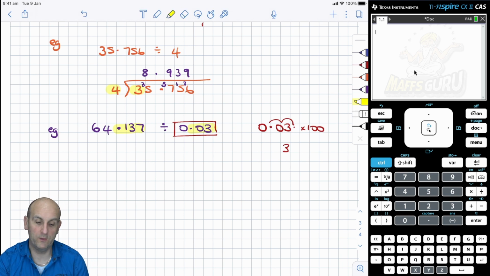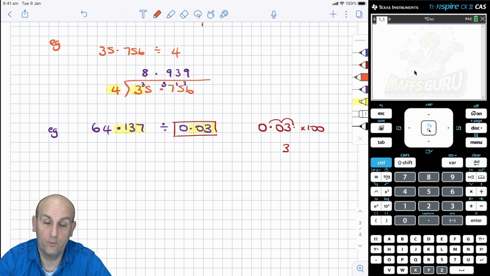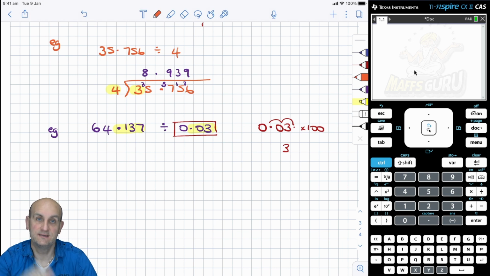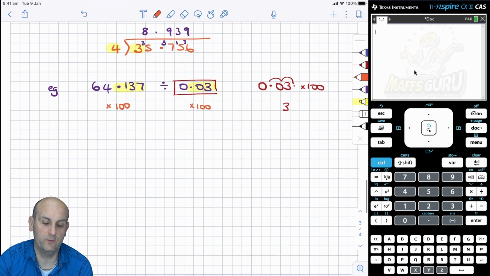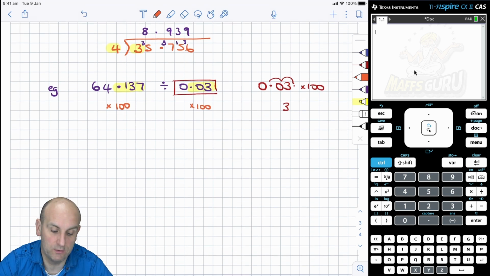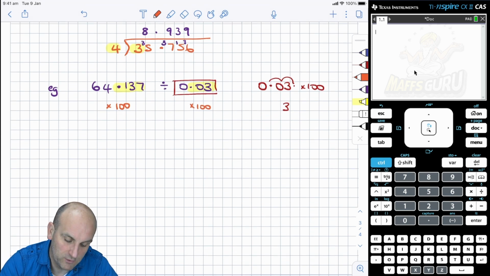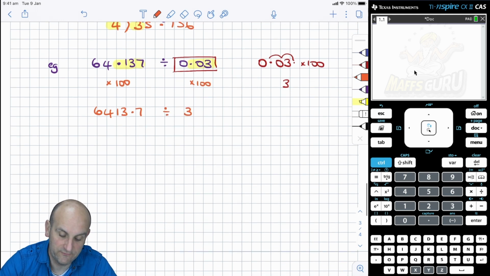But if you remember, with fractions, what we do to one number, we have to do to the other to keep them equivalent. So what we're actually going to do is multiply both of these numbers by 100, just so that we can get that divisor as a whole number. So we're going to move my decimal point 2 places there, which gives me 6413.7, and that's going to be now divided by 3, which makes life a lot easier.